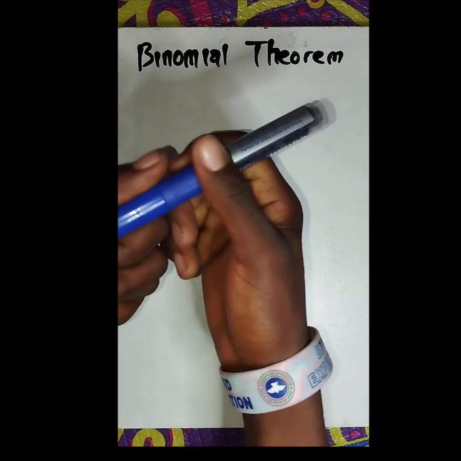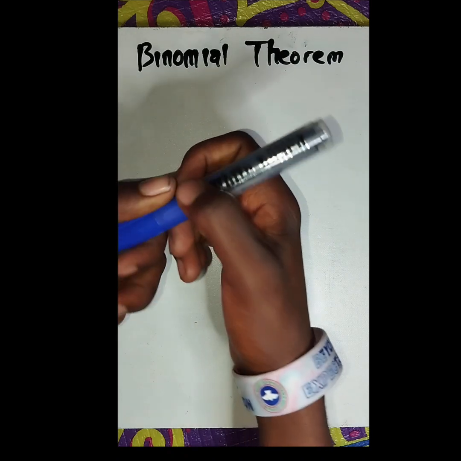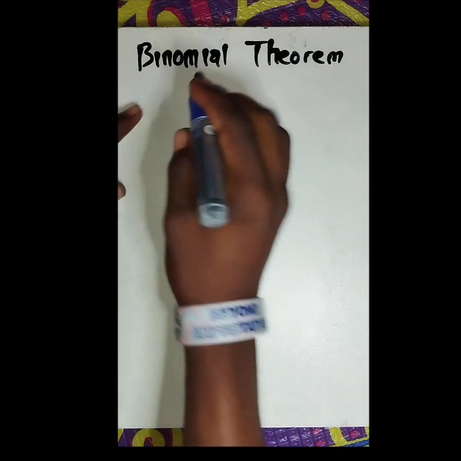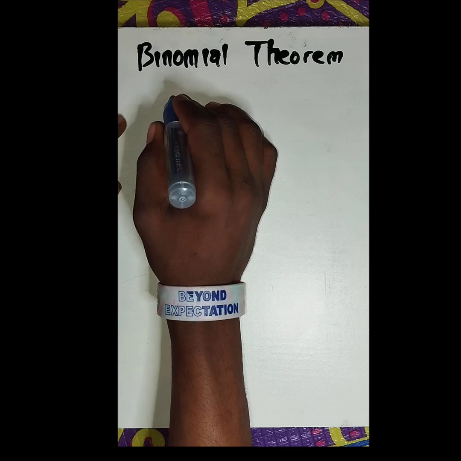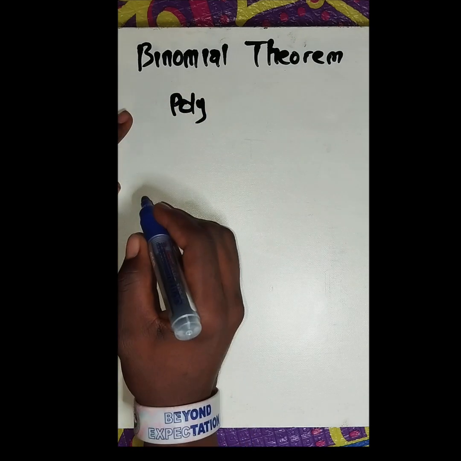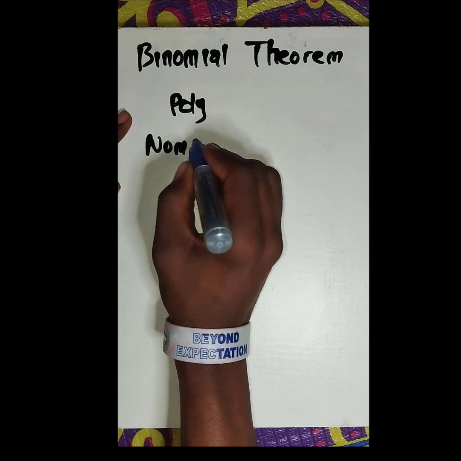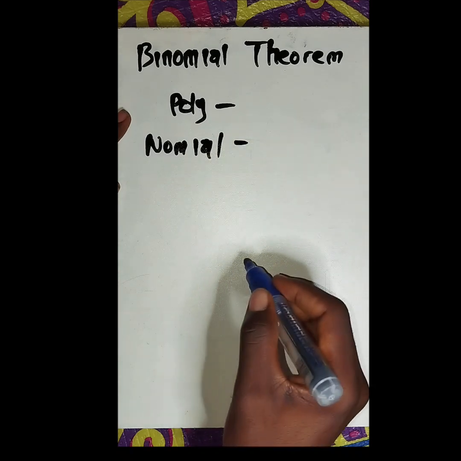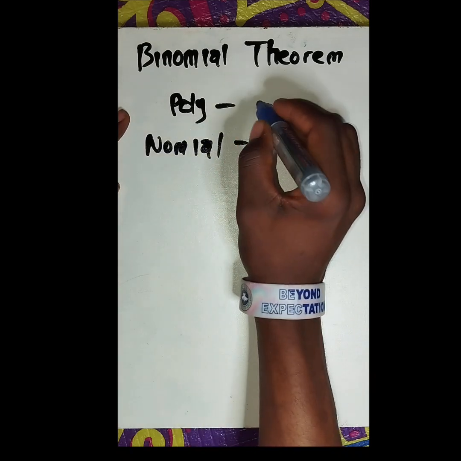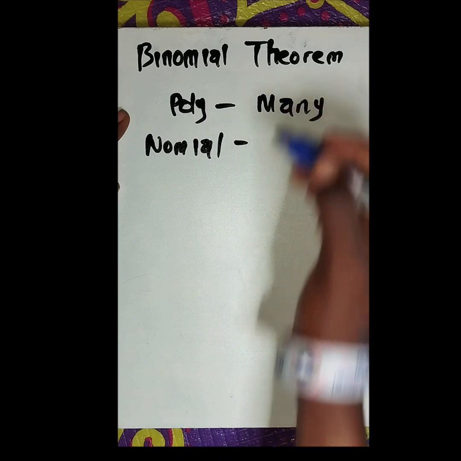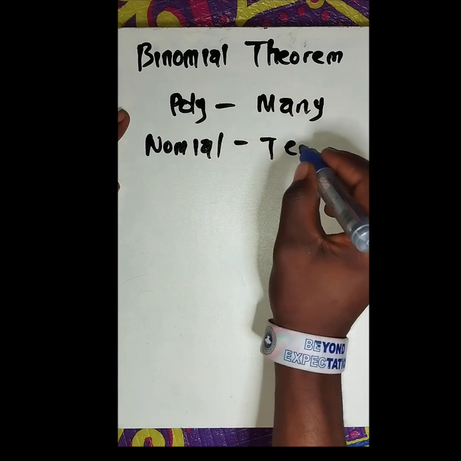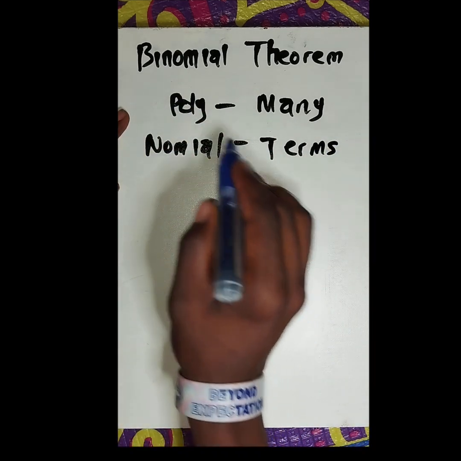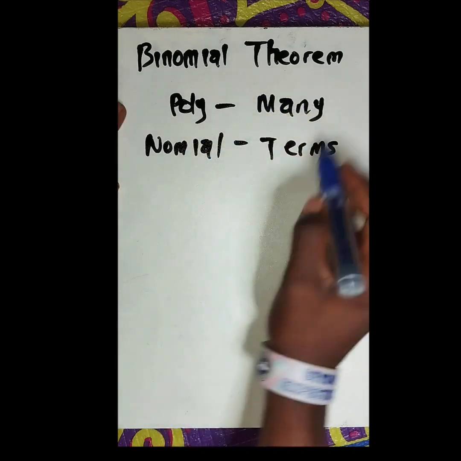Actually, binomial is a type of polynomial. You might be wondering, what is a polynomial? Okay, let's make it this way. Polynomial is actually gotten from poly and nomial. Yes, polynomial is gotten from these two words, poly and nomial. Poly simply means many. Nomial simply means terms. So therefore we say polynomial is an algebraic expression with many terms.